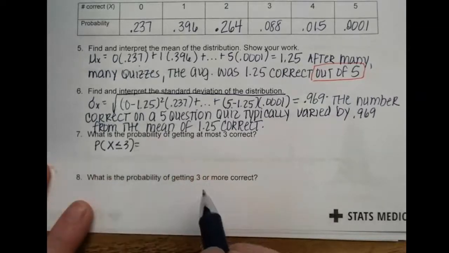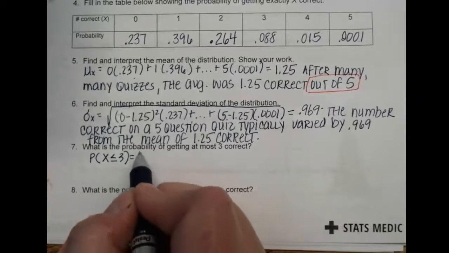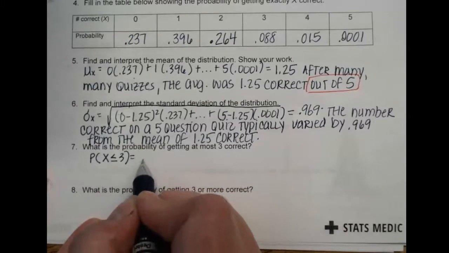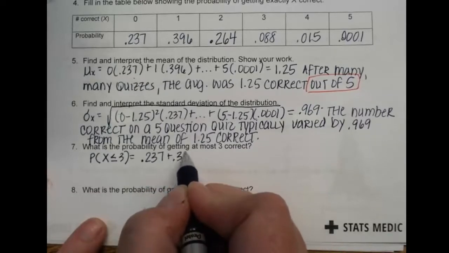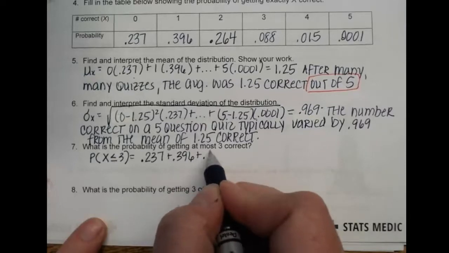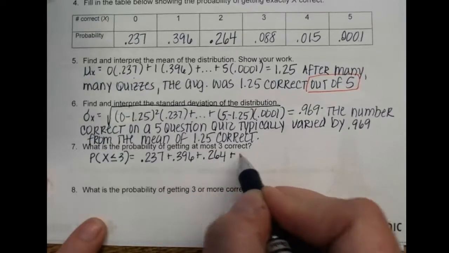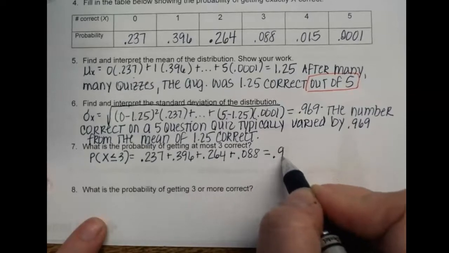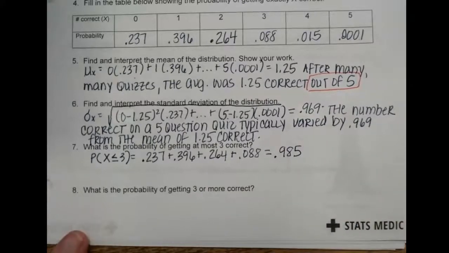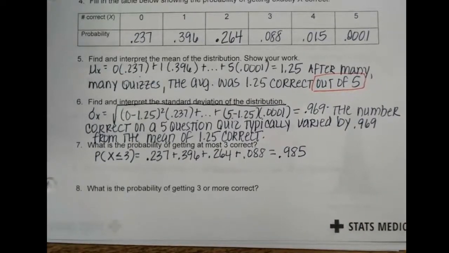So the way we can do that is we're going to add all the ones up that are less than or equal to 3. And if you're going to put it in a calculator, you should write it down: 0.237 plus 0.396 plus 0.264 plus 0.088 for a total of 0.985. Okay, so the probability of getting at most 3 correct is 98.5%.